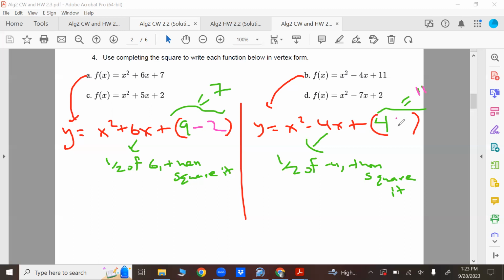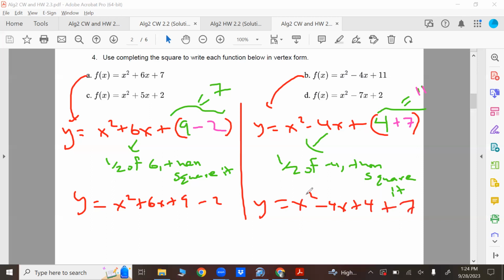Yep. So how am I going to write it? y equals x squared plus 6x plus 9 minus 2. y equals x squared minus 4x plus 4 plus 7. And let me highlight the stuff that we're going to factor. Okay, we're one step away from getting this done.